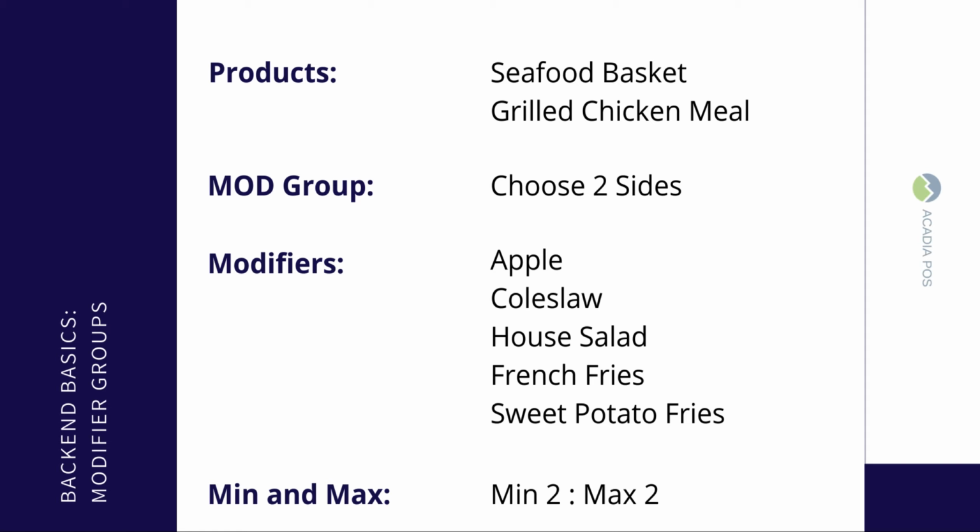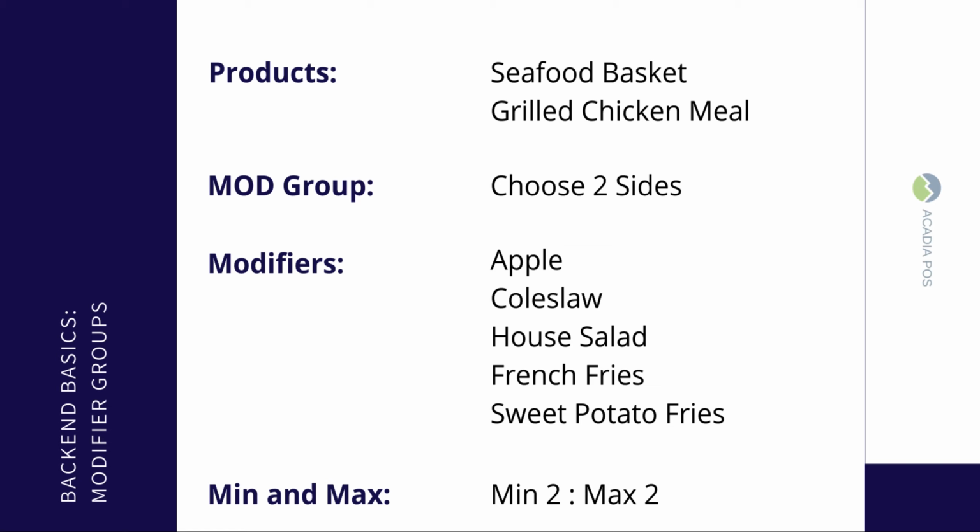So when a user gets to the window where they're selecting their options, they can select apple and house salad, or coleslaw and french fries, but they can't select more than 2 and they can't select less than 2. These are great examples because not only can these groups be applied to multiple products, but they also require and limit the customer to a specific number of options.